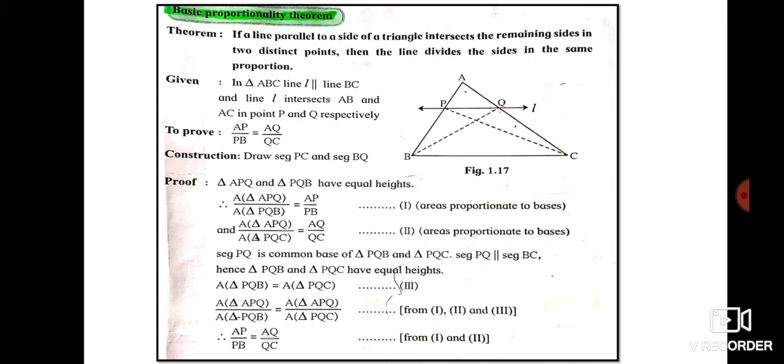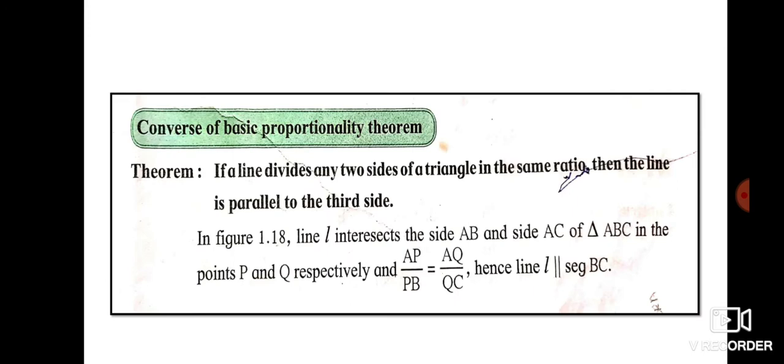So given this theorem, you need to learn that if line L is parallel to BC of a given triangle, then AP upon PB is equal to AQ upon QC. This theorem is known as the BPT theorem. Now what would its converse be? Its converse would be that, given AP upon PB is equal to AQ upon QC, then we can say line L is parallel to BC. Okay, so that is its converse.